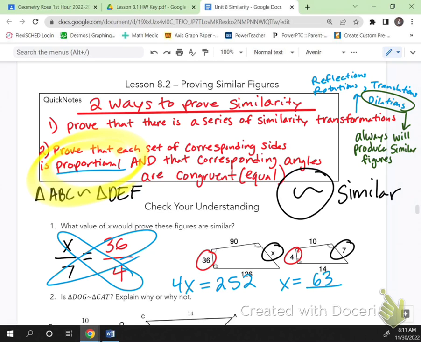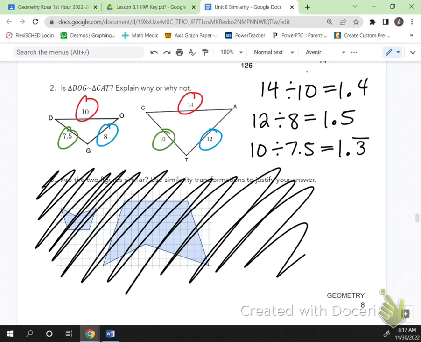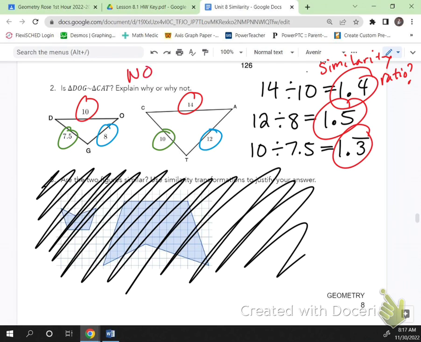Questions? I want you to try number 2. It says, is triangle dog similar to triangle cat? Explain why or why not. I'll give you a hint. You should be looking at the proportional relationships. Are all the sides proportional? Ready, set, go. Try it. Similarity ratio. Did we get the same similarity ratio? No. None of these are equal. Explain why or why not? No. It's not proportional. If it was proportional, we would have gotten the same similarity ratio for all 3 corresponding sets.